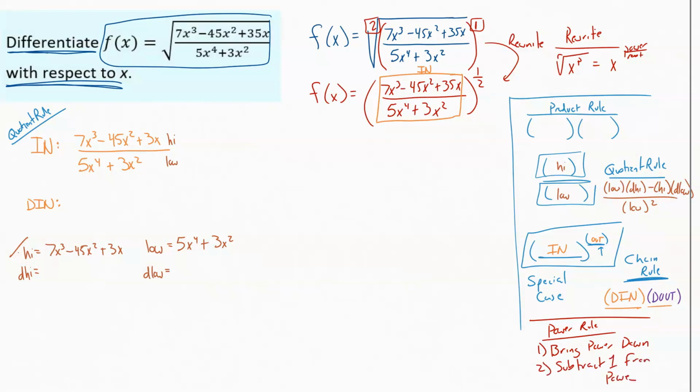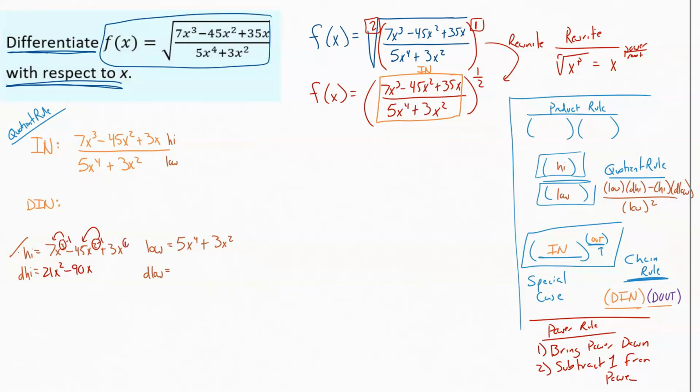So following that rule here, I bring my 3 down. 3 times 7 gets me 21x. Subtract 1 from the power gets me x squared. I bring my 2 down. 2 times negative 45 is negative 90x. Subtract 1 from the power gets us x to the first.